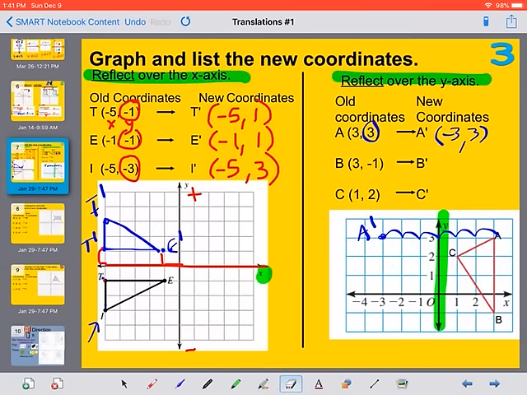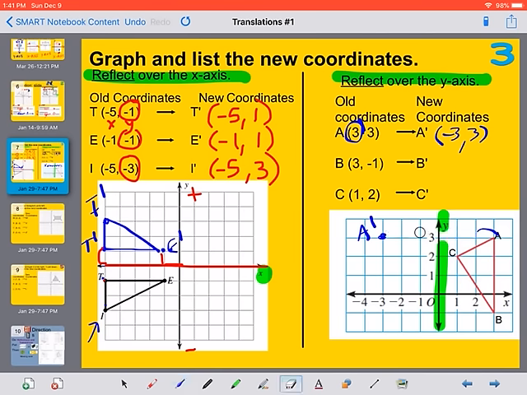So our point here is still at a +3. The only thing that moved was our x coordinate. So we're reflecting over the y-axis. Our x is changing from positive to negative, negative to positive, and vice versa.